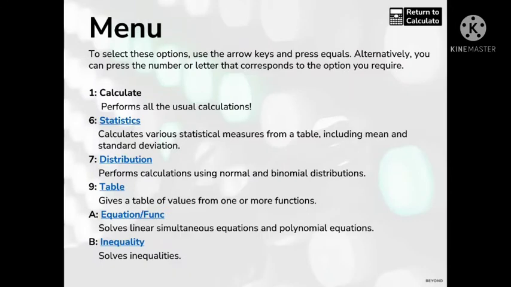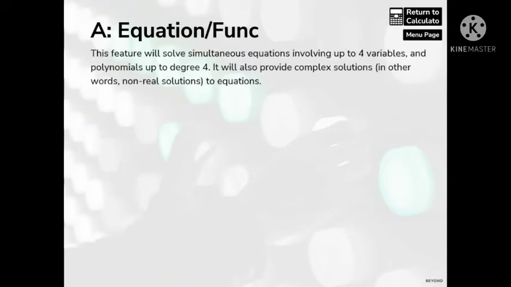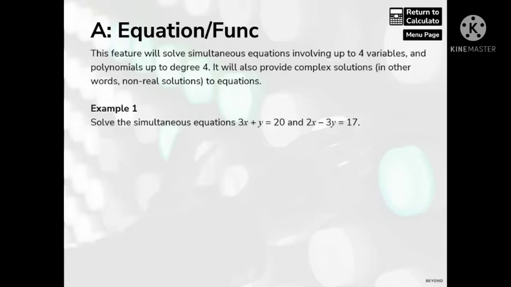So, the last one is the equation function, which you probably already know about. This feature will solve simultaneous equations involving up to 4 variables. You solve up to 3 unknowns in further maths. In single maths, you might only get to a max of 2 variables that you don't know about. And polynomials up to degree 4 will also provide complex solutions, in other words, non-real solutions.